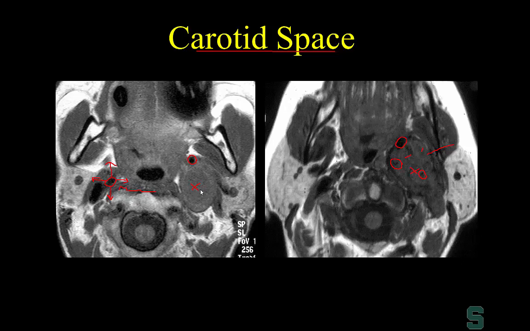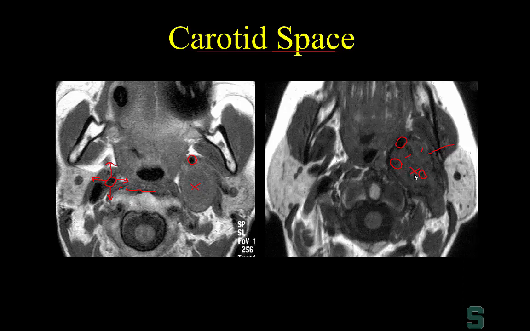So the classic, once you get into this area in the carotid space, if you see a very bland lesion, no flow voids, that's in the carotid space, then you think of schwannoma. You see a similar sized lesion with multiple flow voids, then you think of glomus tumors. Now, why is that important?